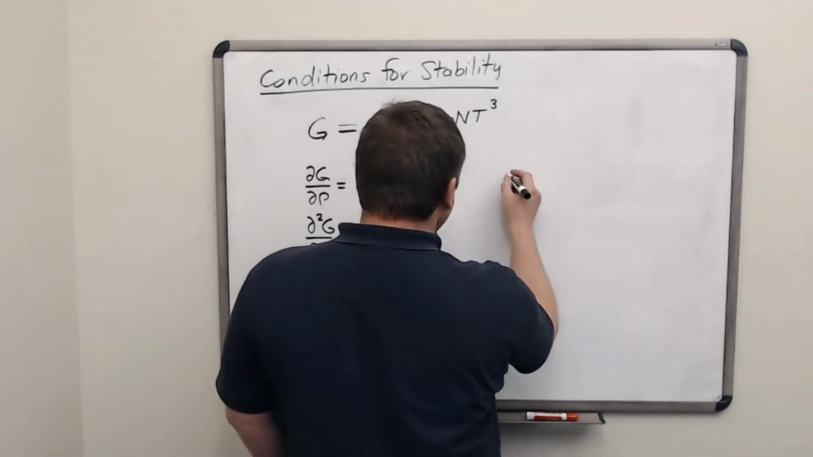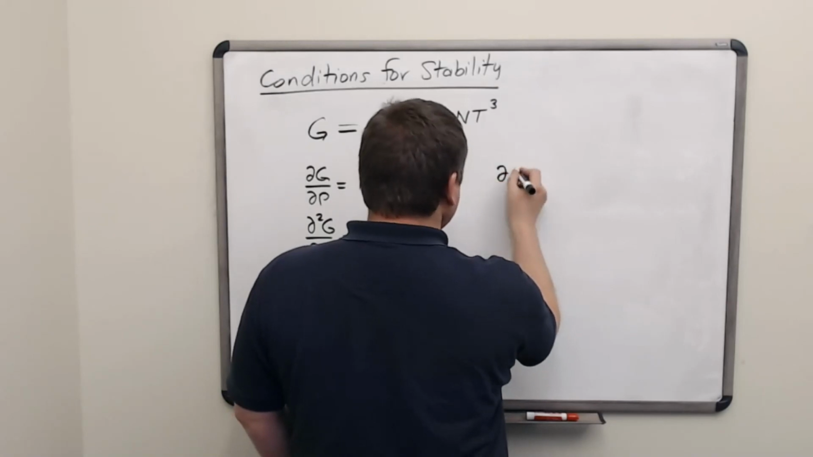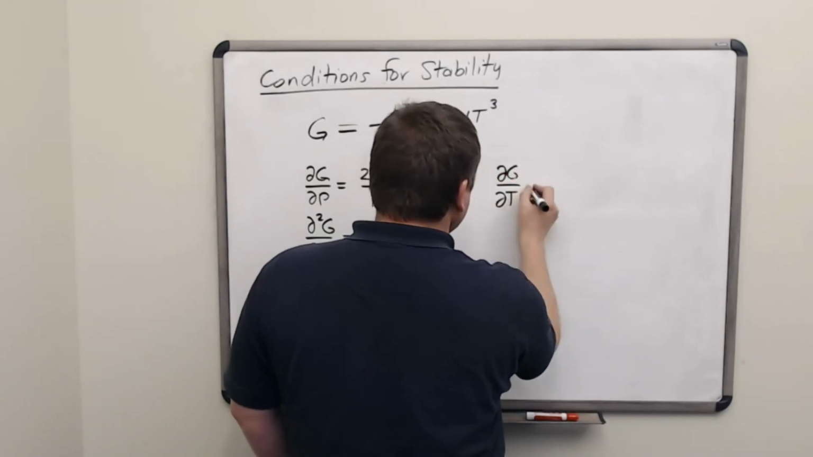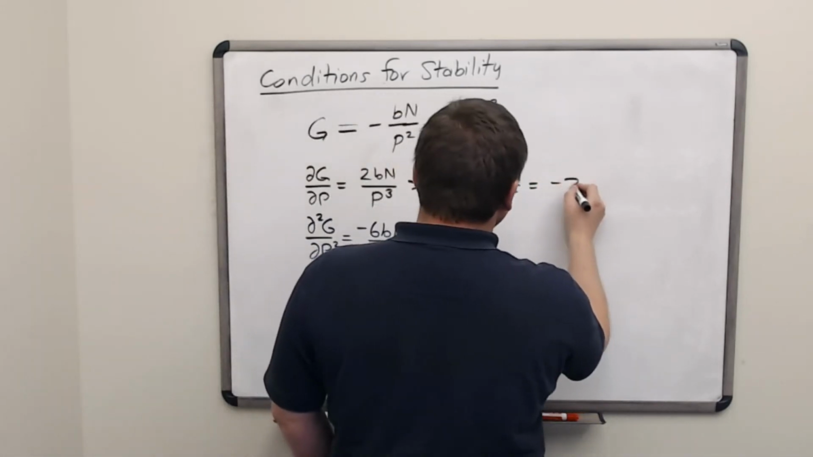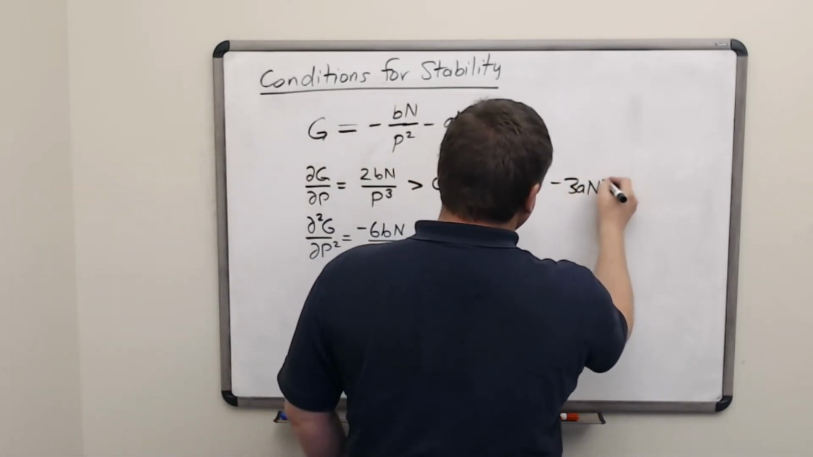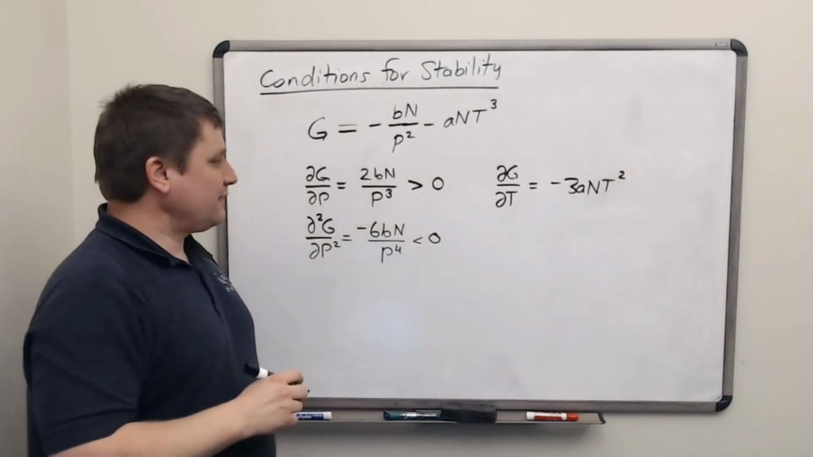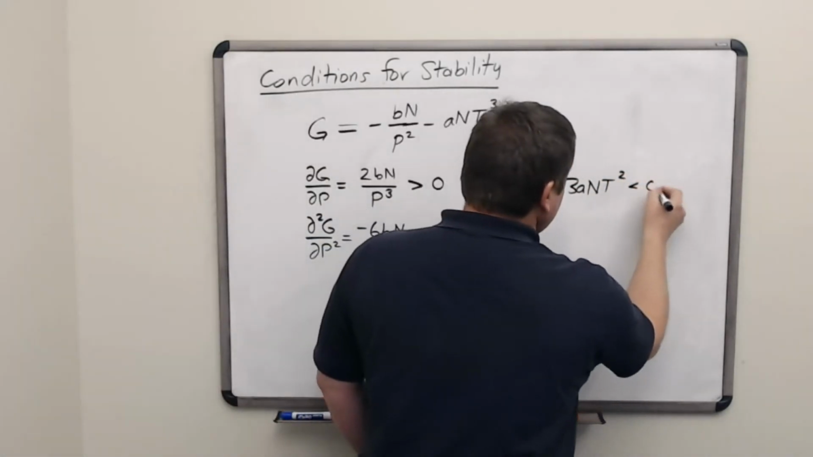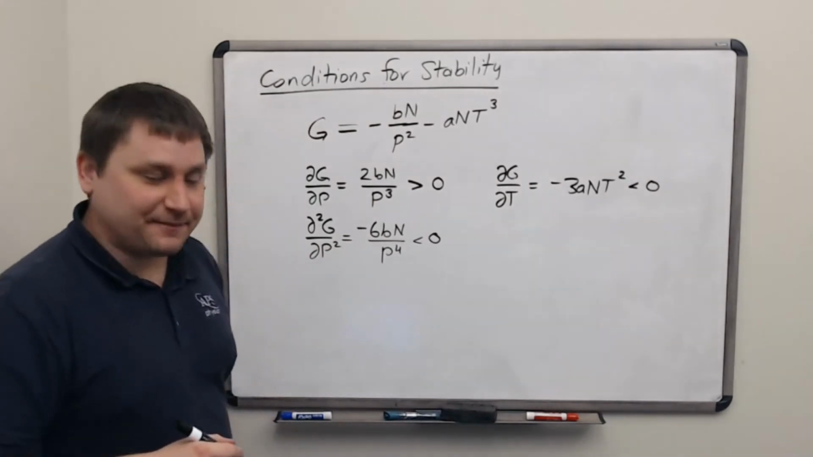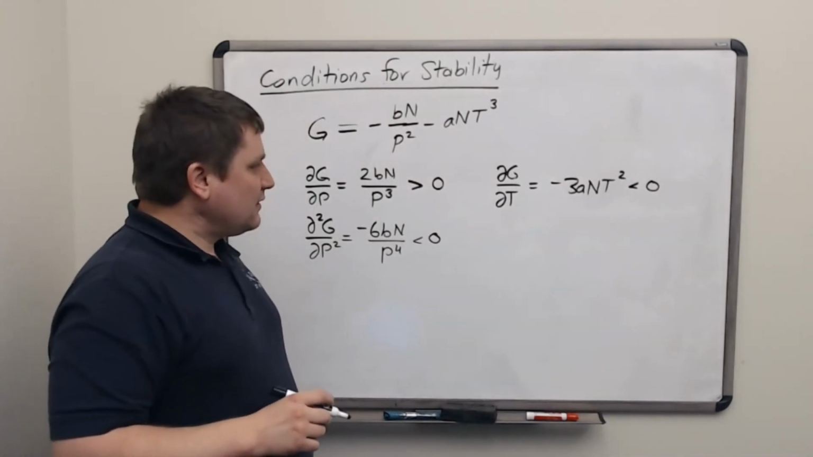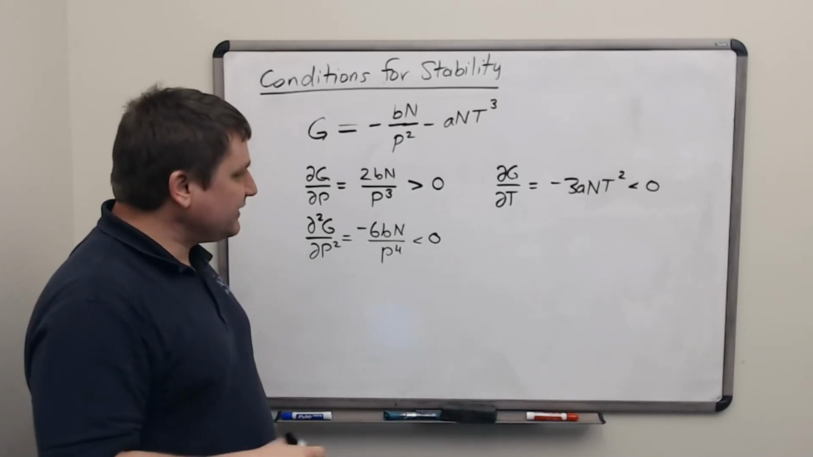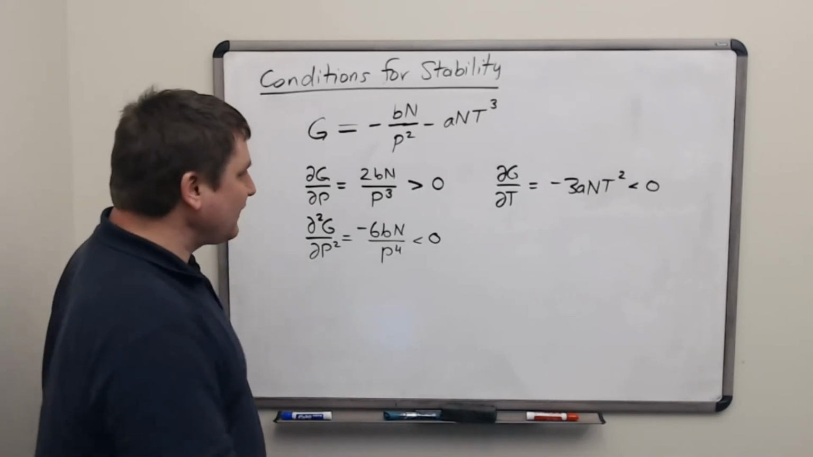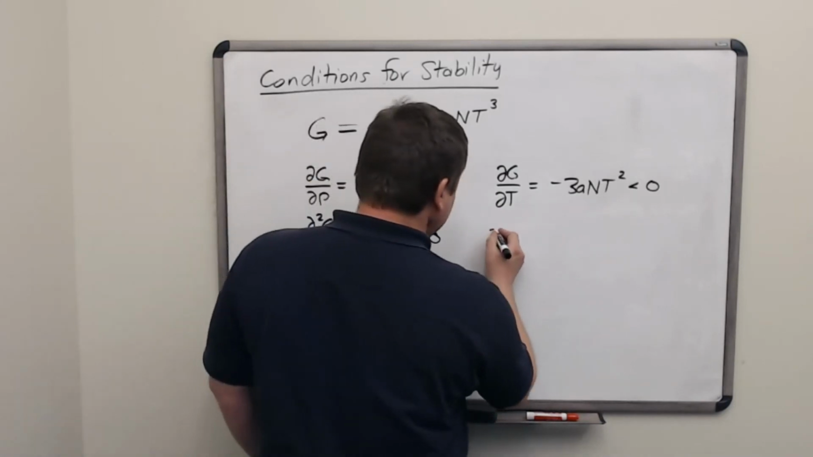So let's look now at the derivatives with respect to temperature. dG/dT is minus 3a n T squared. That is less than 0 if the constant a is positive. So that gives us the correct sign for that quantity. That's supposed to be related to the entropy. So the entropy is positive in this model.